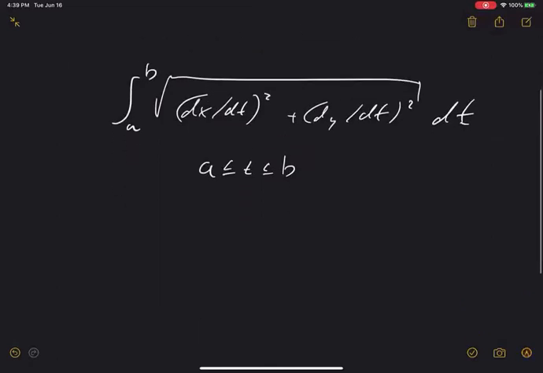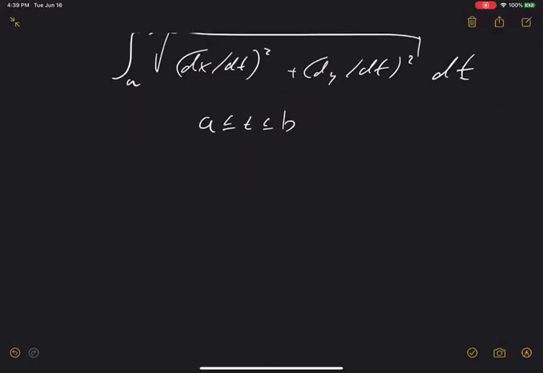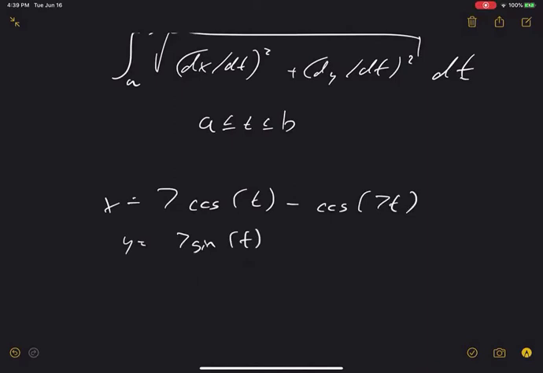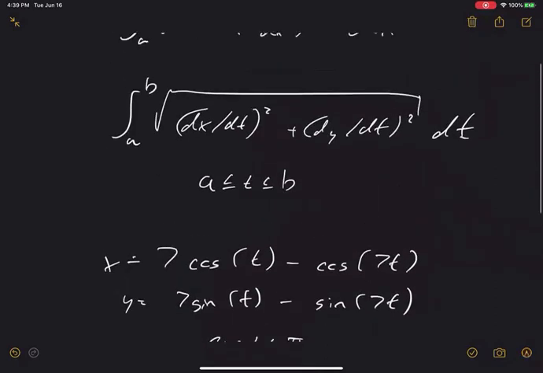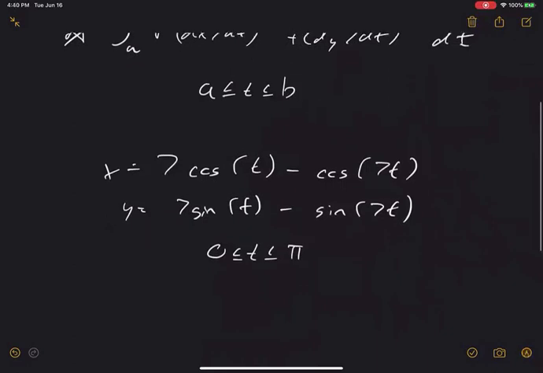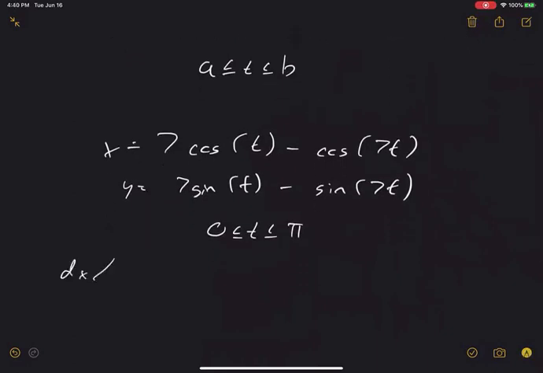Okay. So let's look at number 11, because number 11 is a problem like this. In the version I'm looking at, I am given x equals 7 cosine t minus cosine 7t, and y is equal to 7 sine of t minus sine of 7t. And for t between 0 and pi, we want to find the arc length. So I'm going to use this formula here. I need to find dx dt and dy dt. Let's start with dx dt.